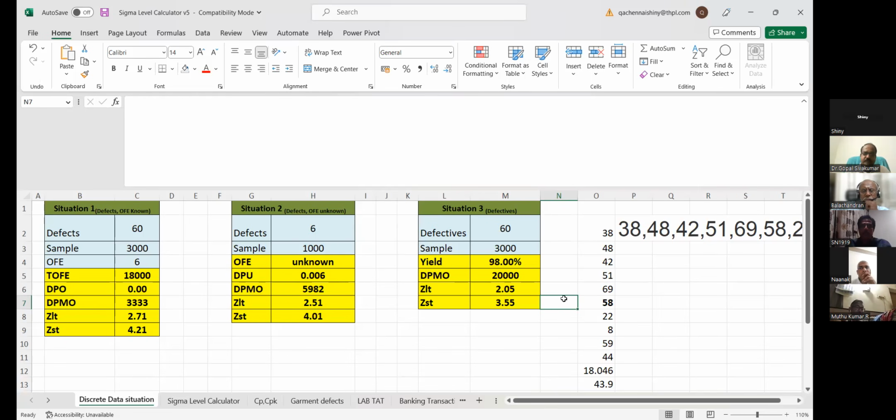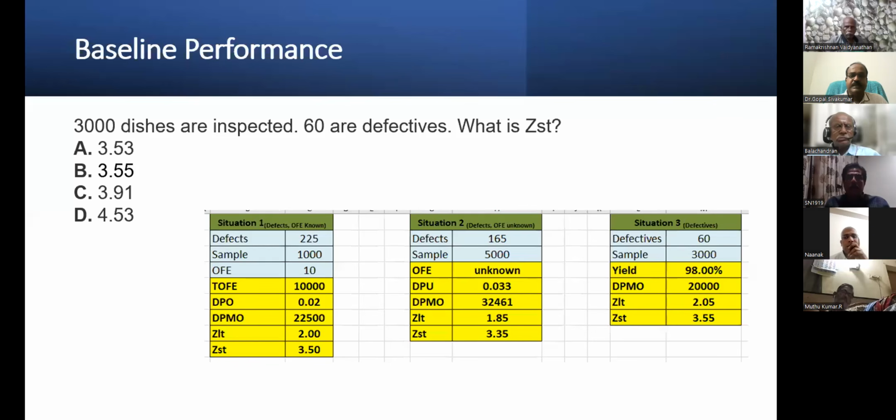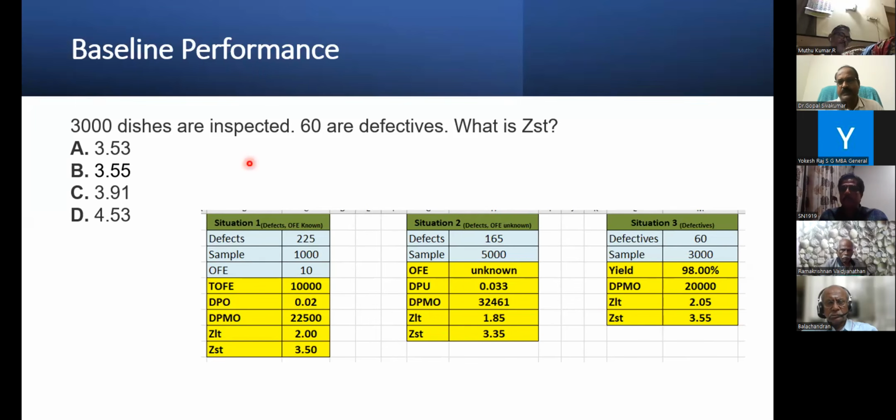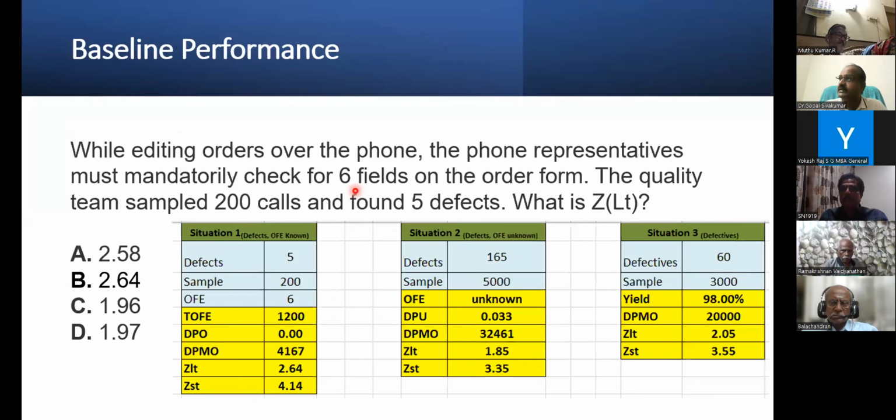Okay, madam, please stop sharing. I will share. Now I think our people can answer. What is the answer here? 3.55. Very simple answer, right? You don't have to think too much because we already understood the theory. Now you just make use of the templates and that will give the answer.